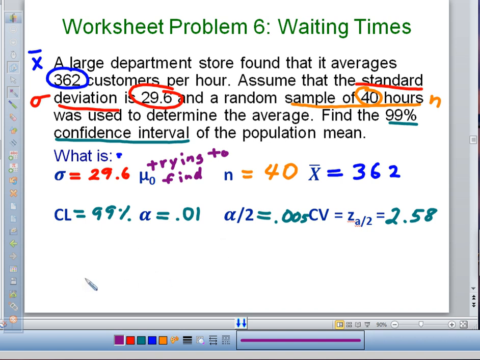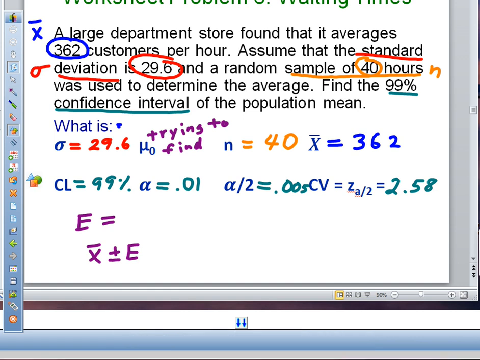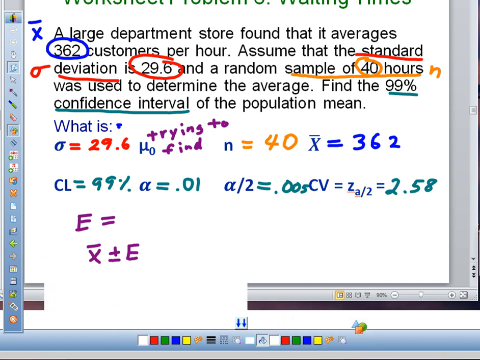Okay, so I will let you go ahead and now find our error. And after that, go ahead and find the confidence interval. I'll give you a hint: it's x bar plus or minus the error. So I'll let you sort that out. Go ahead and pause this for a few minutes and find that, then come back once you've found the error and the confidence interval, and then we can proceed. So go ahead and pause now.